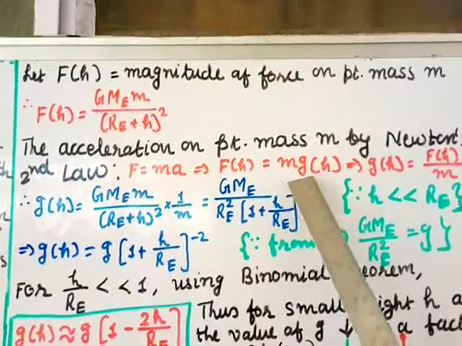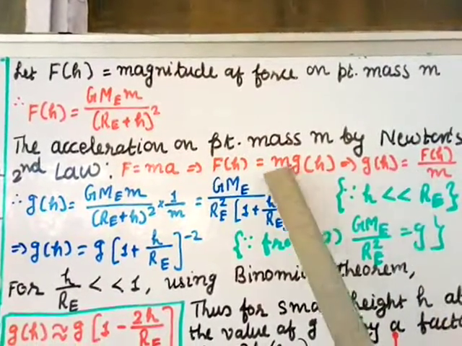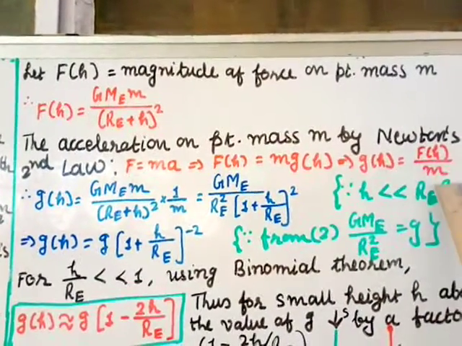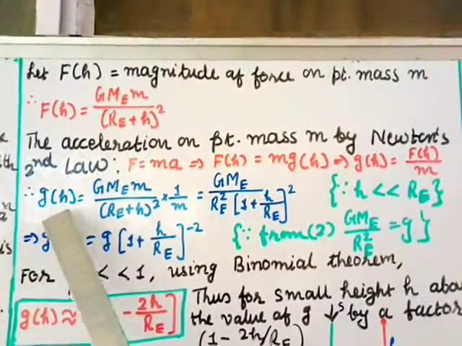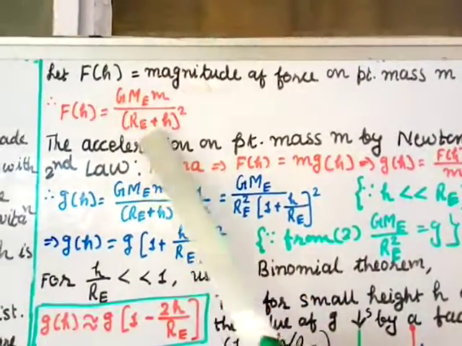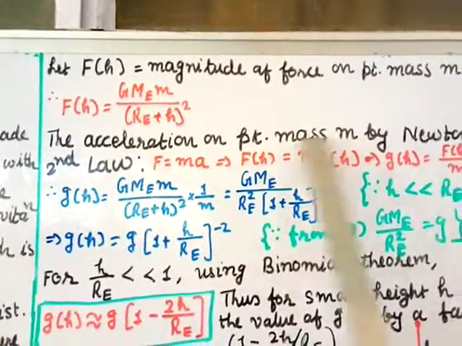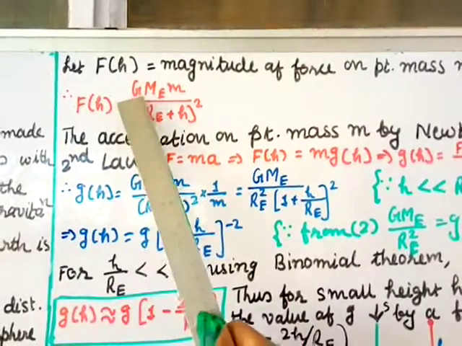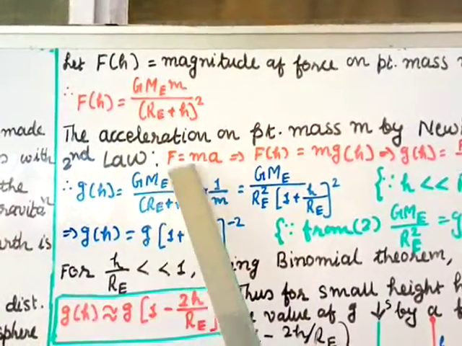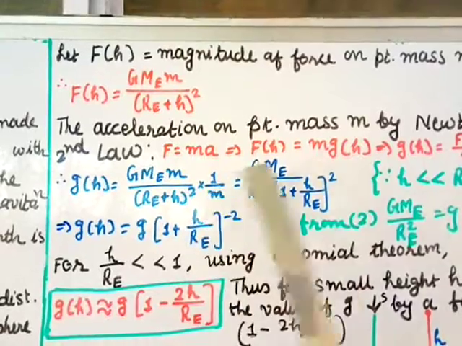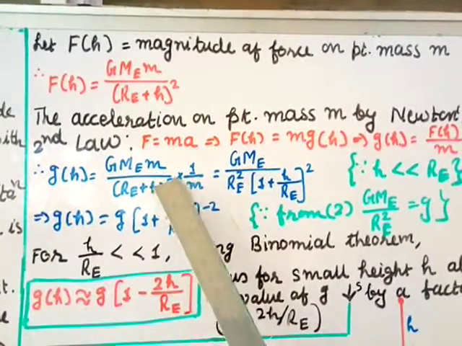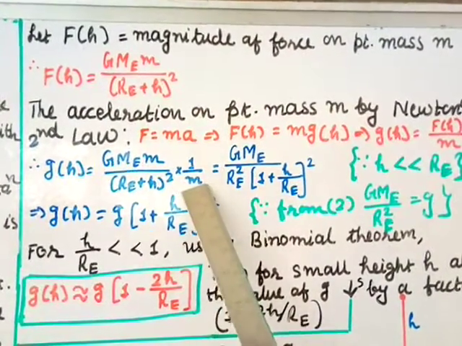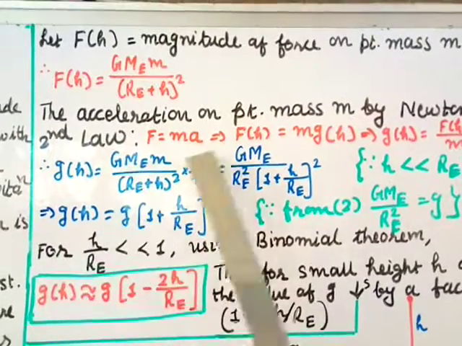Now from here g of h equals F of h by m, transferring m over here. Now I place the value of F of h from here, so this is G Me m divided by Re plus h whole square, into 1 by m. This m and m you can cancel, so here you get G Me.